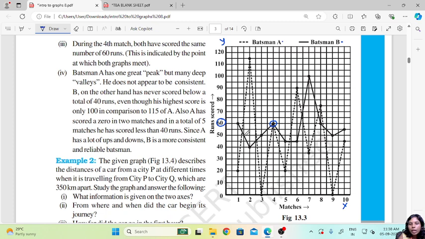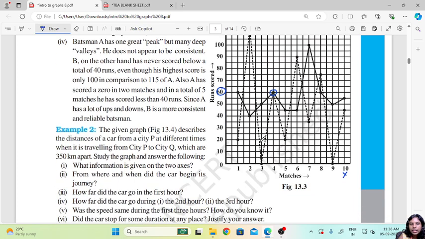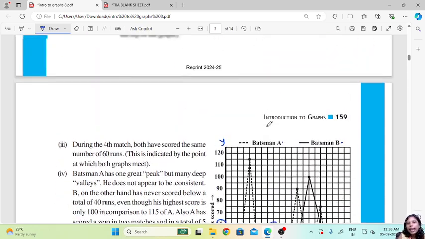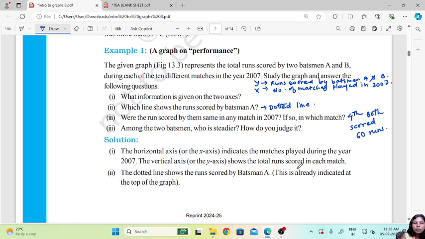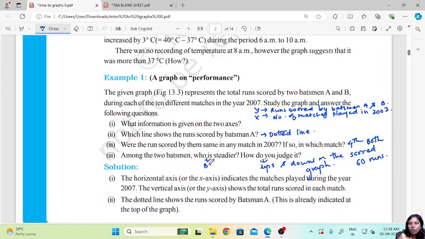So what we can see about batsman B is that he is very consistent. He is not rising so much, nor has he fallen down so much. So what we can say is that since A has a lot of ups and downs, B is a more consistent and reliable batsman. So among the two batsmen, the steadier one is B. And how do you judge? Looking at the ups and downs in the graph. Okay, so like this we have to look at and interpret a given graph and answer the following questions.